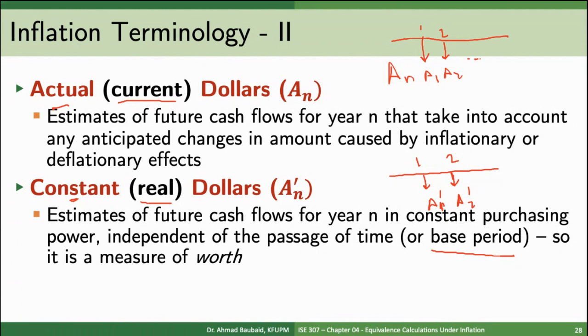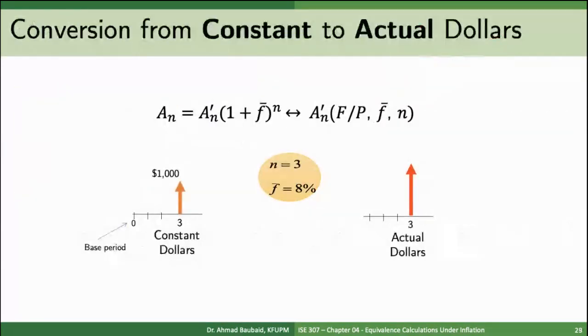Now that we know what these are, let's see how we go from one to the other. If you're given a cash flow in actual dollars, can you convert it into a cash flow in constant dollars and vice versa, right? And you may have noticed from my example that we can do this. If I give you $100 in constant dollars 2 years from now, I can convert it and see how much I need to give you in actual dollars. So that already tells you what the conversion process is like. Okay, so here's how we do it.